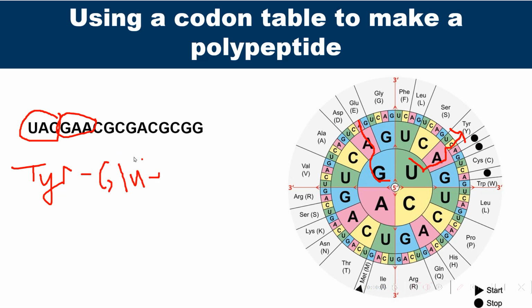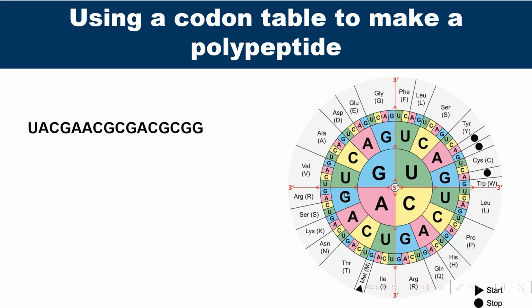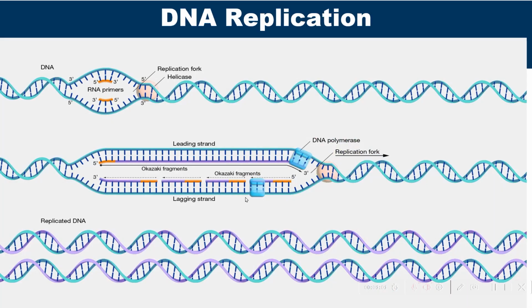If we just do one more for good measure, CGC, I go to the C corner, go to G, go to C, that's going to give me the arginine. And again, same rule for these: if you hit a stop codon, you stop translating.